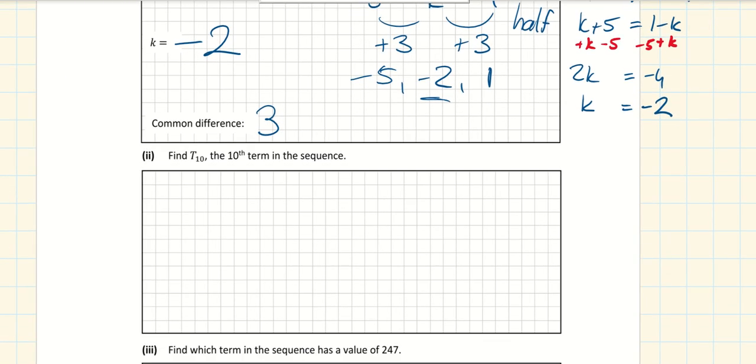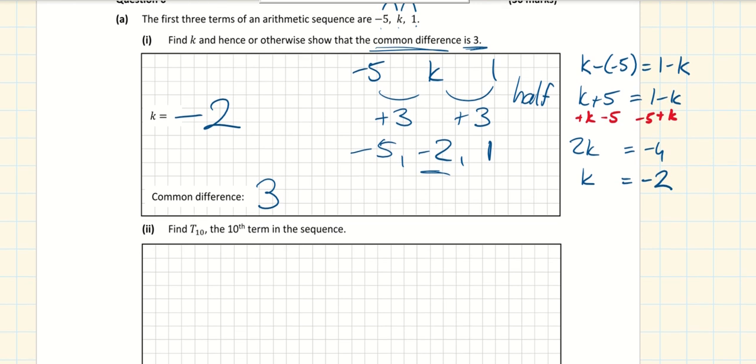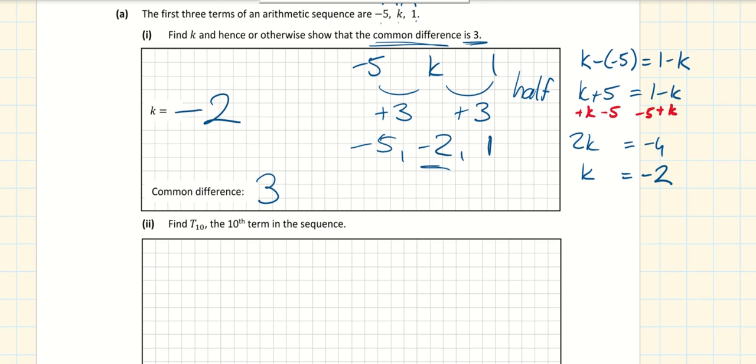Then you're told to find T10. So I'll just leave that up there. So remember our Tn formula. So Tn equals a plus n minus 1 d. So we've got our a, the first one is minus 5. We've got our d, which is 3. Okay, so we just have to sub in 10.